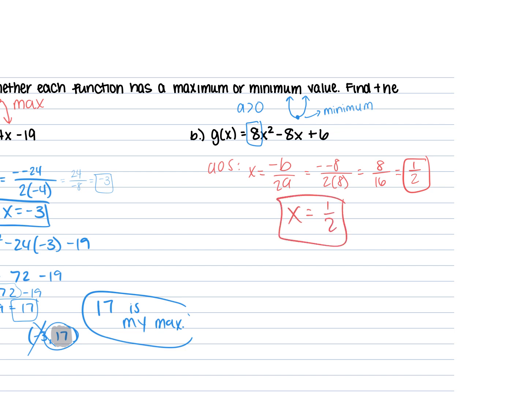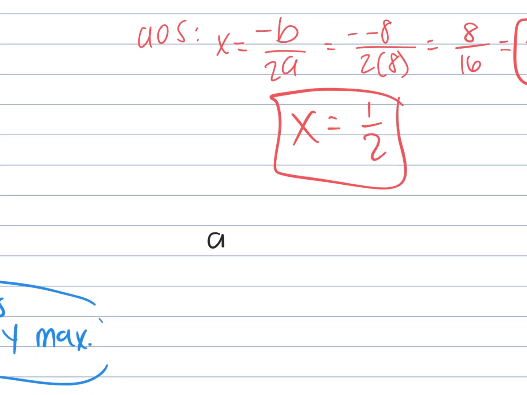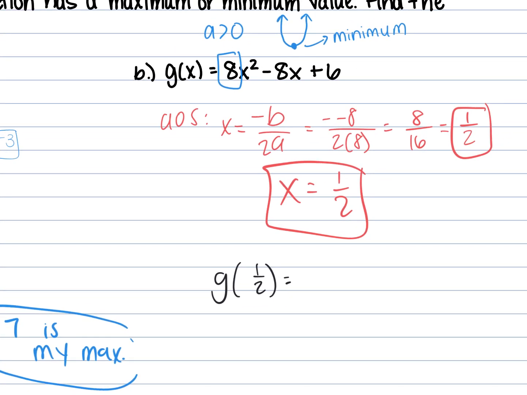Plug it in. So we're going to get g of, hold on, can you guys see that color? Maybe not a big yellow. Use a different one. I don't have purple. g of 1/2 equals, let's go back. It's going to be 8 times 1/2 squared minus 8 times 1/2 plus 6.